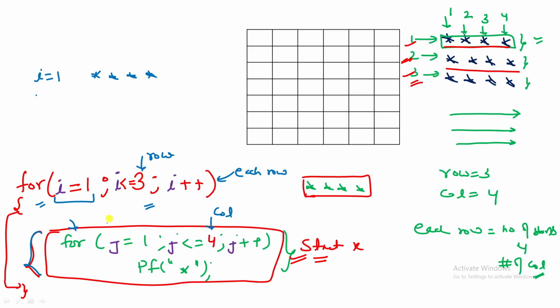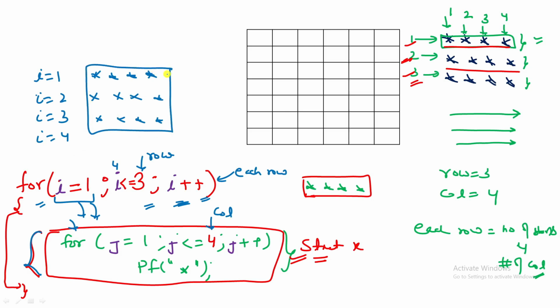Then after this is done, we will again go here, and then for i equal to 2 we'll come here, and this inner for loop will print 4 stars again. Then i will come here, and for i equal to 3 we come inside, and this inner for loop will print 4 stars. Then i becomes 4, and the condition 4 less than 3 is wrong, so my program will terminate and this output will be printed.